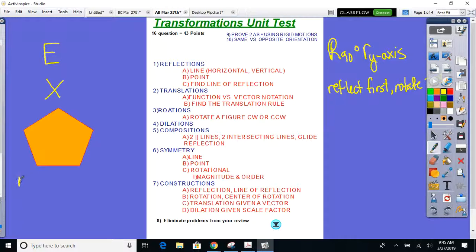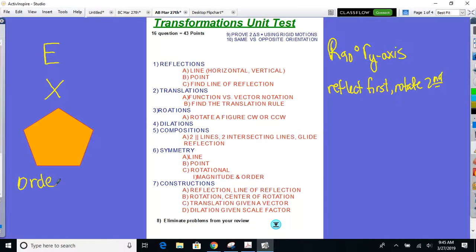I know it's been a while since we've talked about these words. What's the order? If I turn this 360, how many times would I see this pentagon? 5 times. So the order is 5. The magnitude: what's the smallest degree I can rotate it and get that pentagon back? From 360, you'd see it 5 times, so 360 divided by 5. 72 degrees.